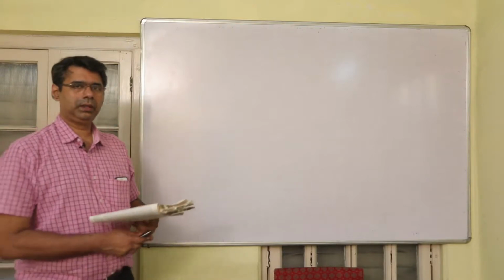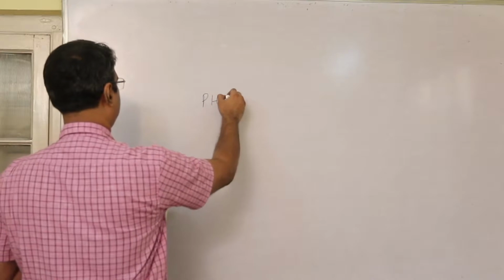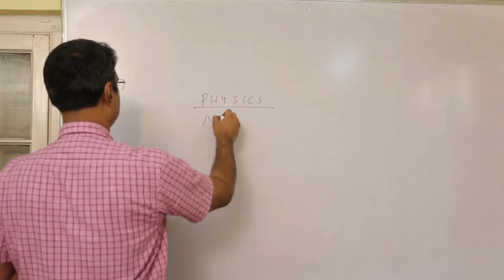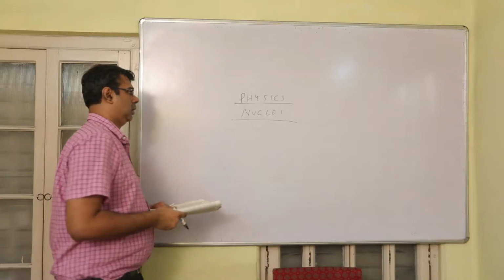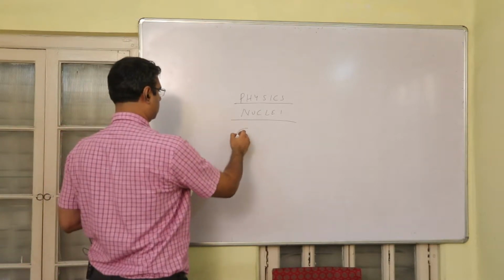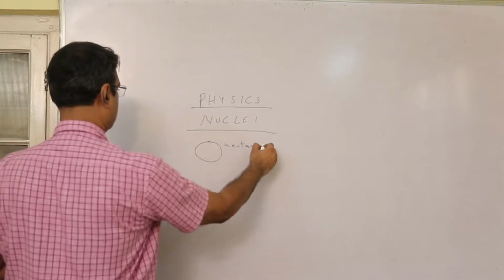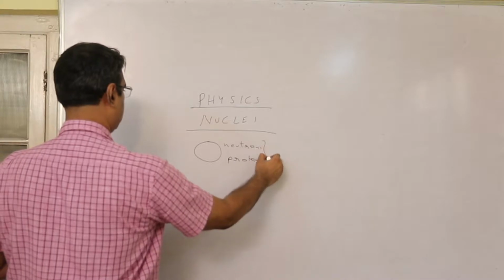Today we will be doing nuclei. We all know that the nucleus of an atom consists of neutrons and protons, and collectively these are called nucleons.